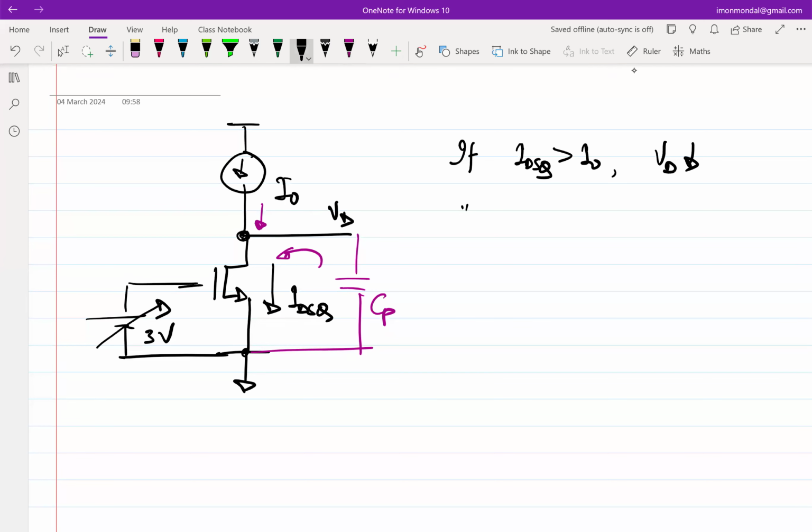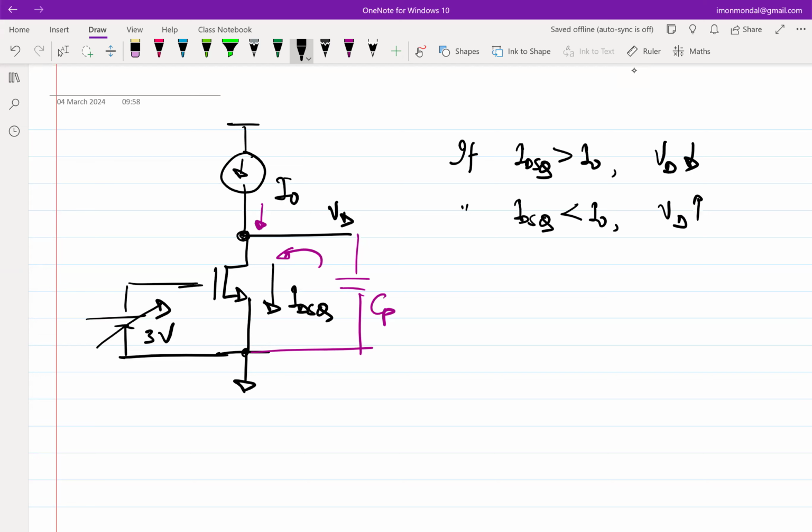And if it's the other way around, if IDSQ is less than I0, then VD increases. Okay, so now we have a handle, right? Because it is easy to observe voltage. What we postulate is that just by observing the direction in which VD is moving, I can figure out if the transistor is biased properly or not.